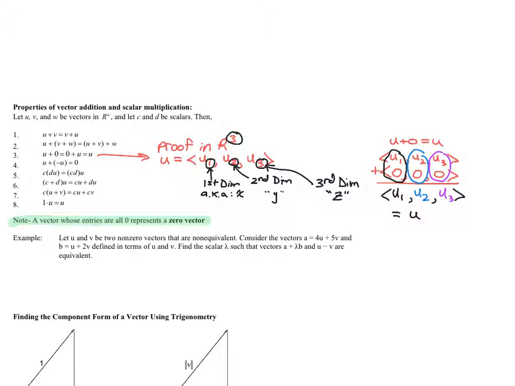And it's a rigorous proof, but I only proved it in R3. Now, I can get into the idea of a sequence. So I can do U sub 1, U sub 2, U sub 3, dot, dot, dot, U sub n, and then 0, 0, 0, dot, dot, dot, end with a 0. And then add them up, and I can prove that this is true for real space n, which means any dimensional space.